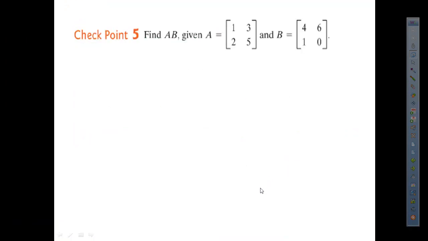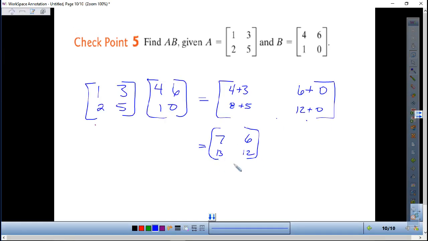All right, I want you guys to try this. Multiply matrix A times matrix B and see what you come up with. Pause the video, give it a try, and then start the video back and I'll show you the answer in 3, 2, 1. All right, so here's the answer.